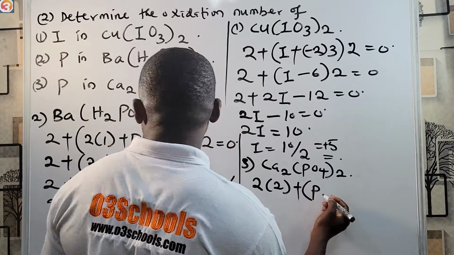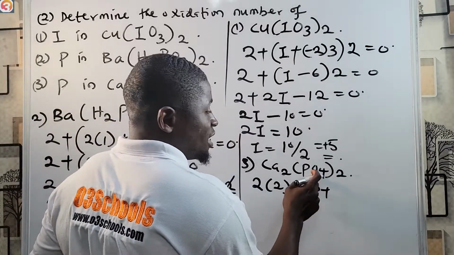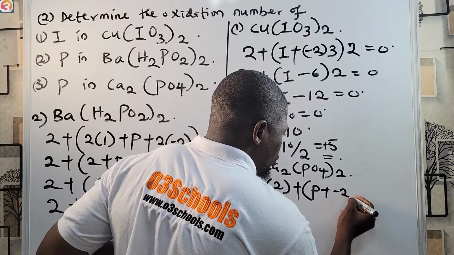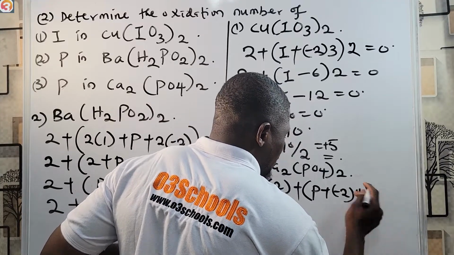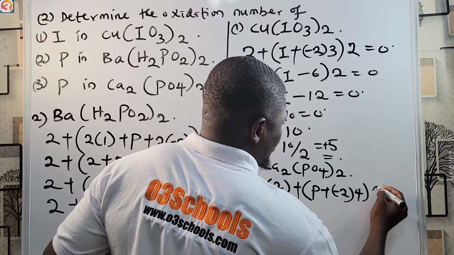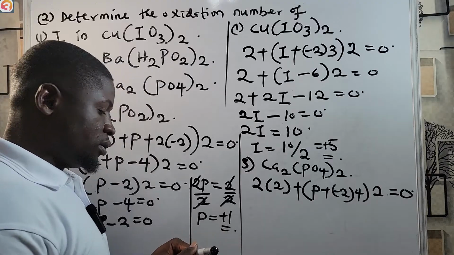I'm going to have P. We're looking for the oxidation number of P. Then plus oxygen is minus 2. But there are 4 atoms of oxygen. So I have minus 2 times 4, everything in bracket. You close it again. Then you put your 2, which is equal to 0.